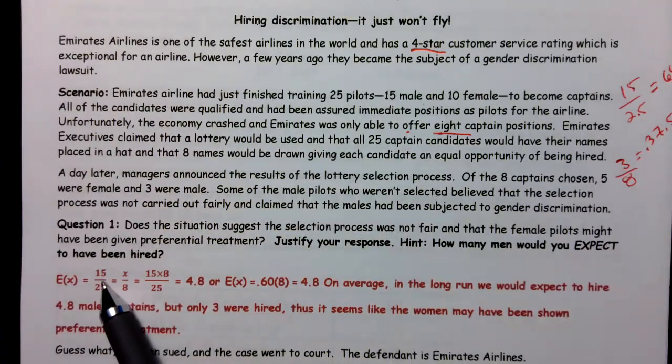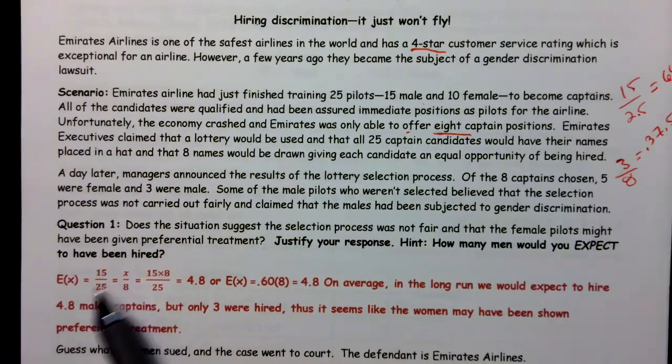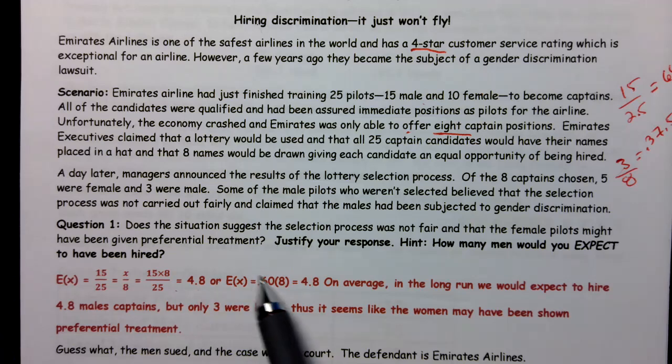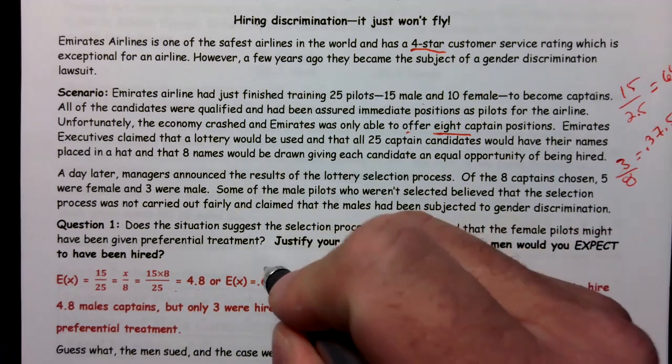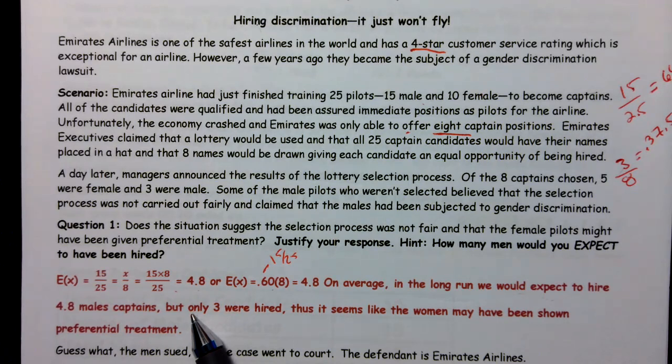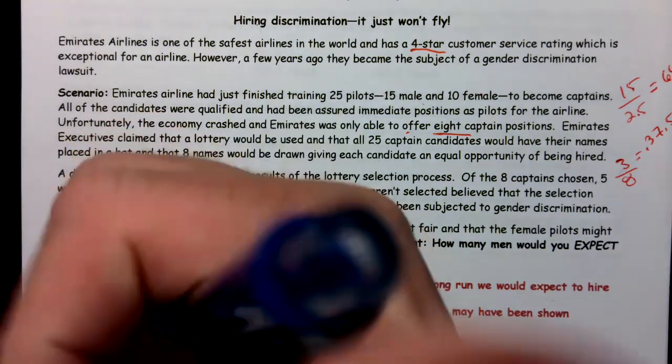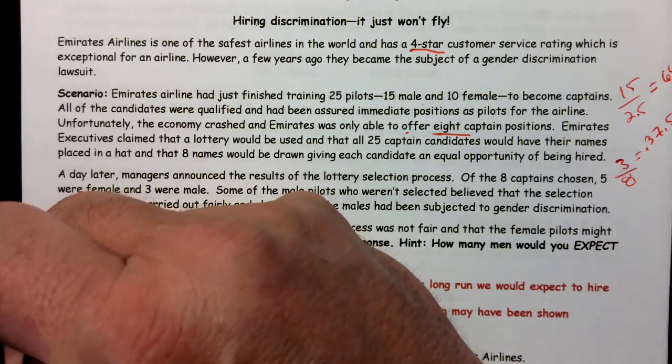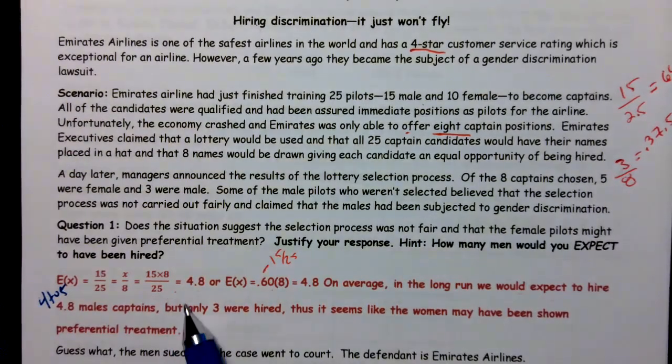Well, what I would have done is said, 15 over 25 equals X over 8, set it up as a proportion, and I find out that X is 4.8. Or I could have said that 60%, which just came from the 15 over 25, times 8 equals 4.8. So in the long run, on average, we'd expect to hire 4.8 male captains. Of course, we couldn't hire 4.8, so we'd either have 4 or 5. So somewhere between 4 or 5 is what we would anticipate to happen. Only 3 were hired. Thus, it seems like the women may have been shown preferential treatment.